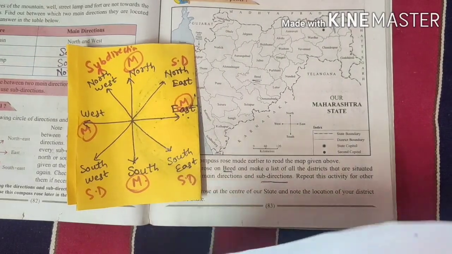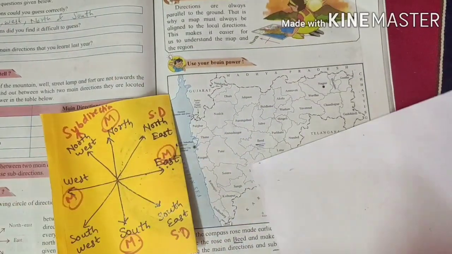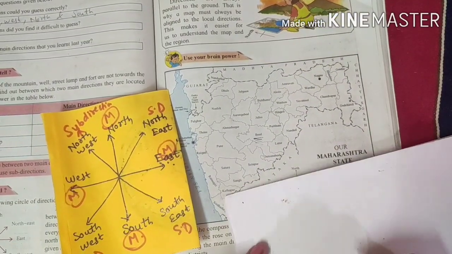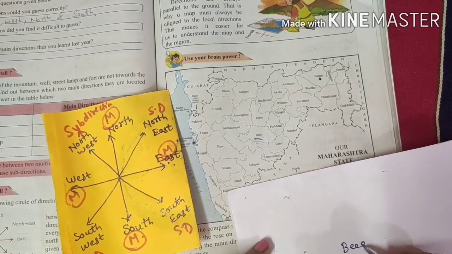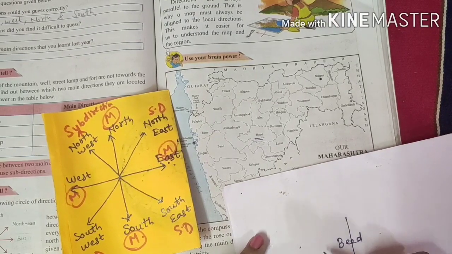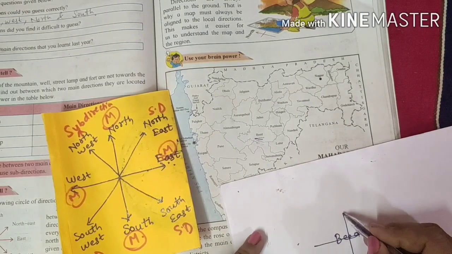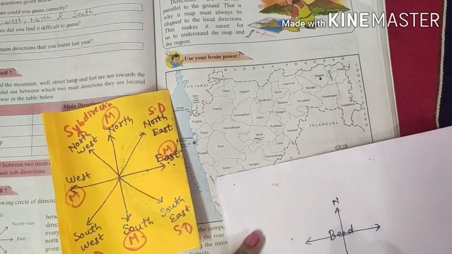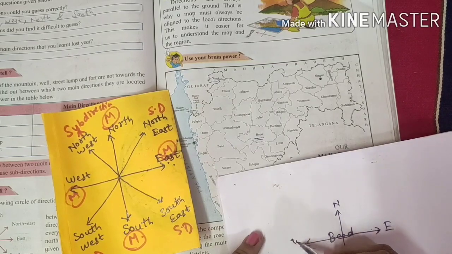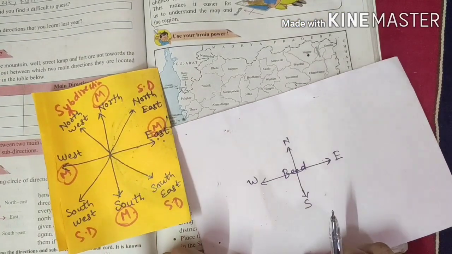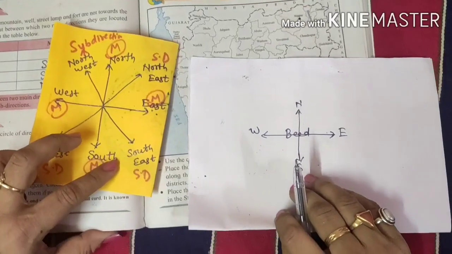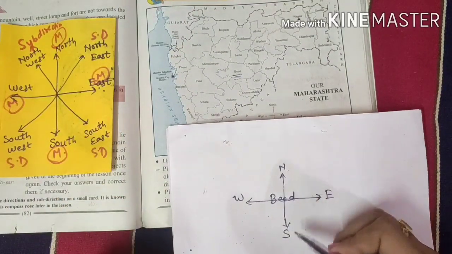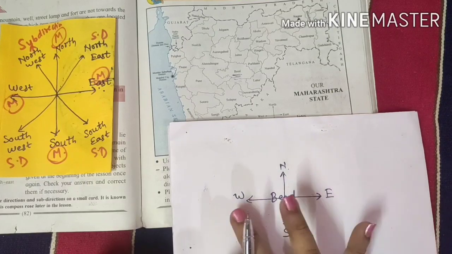Yes, so we will find out the directions. See, children, now here it is given the Beed district, and we have to find out the districts which are lying in the north, south, east and west directions of Beed.